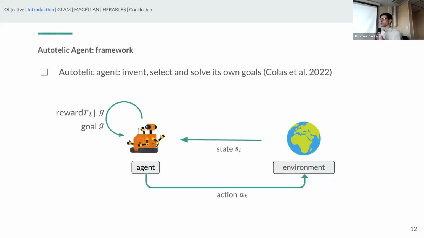However, being able to explore the environment is not sufficient for an open-ended process. The agent should also be able to explore the goal space. And the agent should be able to invent, select, and solve its own goals. In a word, it should be autotelic. So in this framework, the agent generates its own goal and gets a reward that is correlated to this goal.